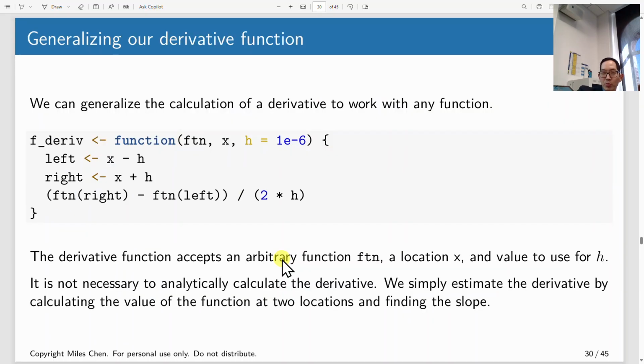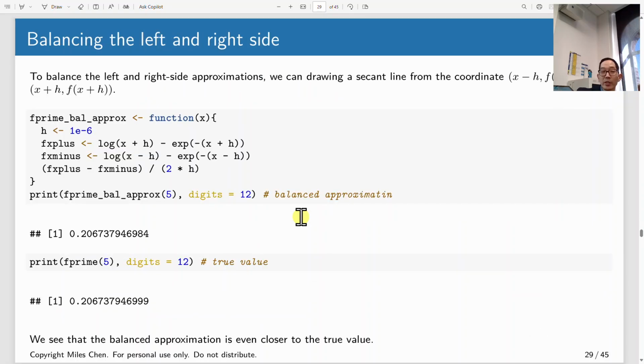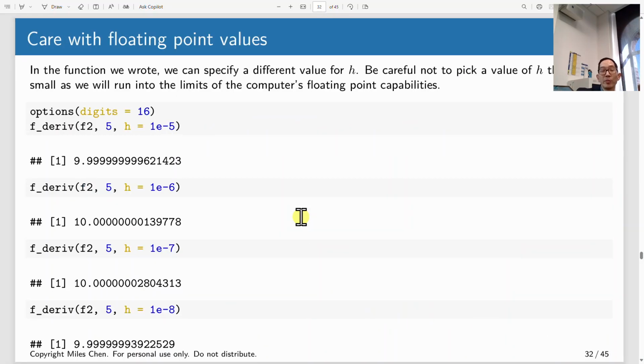Now, when you look at the definition of the derivative, it says take the limit as h goes to 0. So when we're dealing with real numbers, yeah, we can take the limit as h goes to 0, and you say, well, what if instead of adding 10 to the minus 6, I added 10 to the minus 7 or 10 to the minus 8? You might say, why don't I just shrink h to be as small as I can possibly go? And for real numbers, yes, that is what we are doing. But we are not dealing with real numbers. We are dealing with floating point numbers.